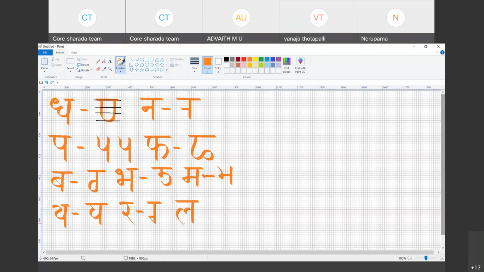Then la. Here we'll keep this loop longer in Devanagari. And in Sharada, you have to remember to keep this loop very short, this curve here, very short, like this. You can give a little curl to it, but keep it shorter. La. Now I'm going to move to this side of the page.